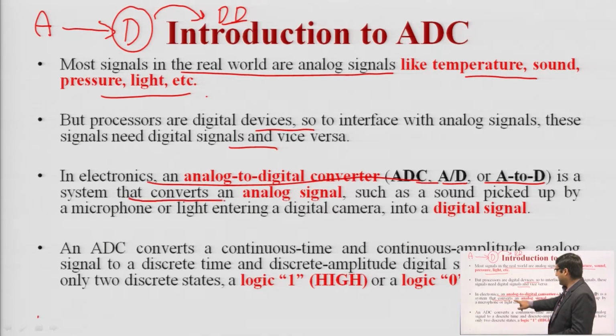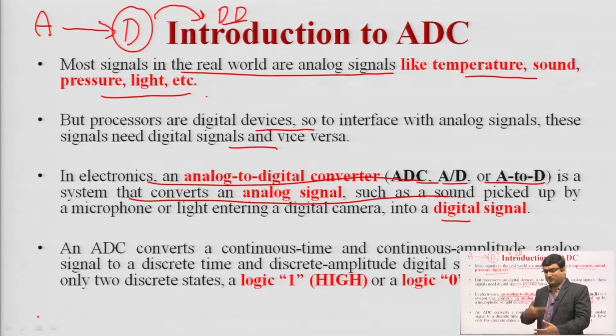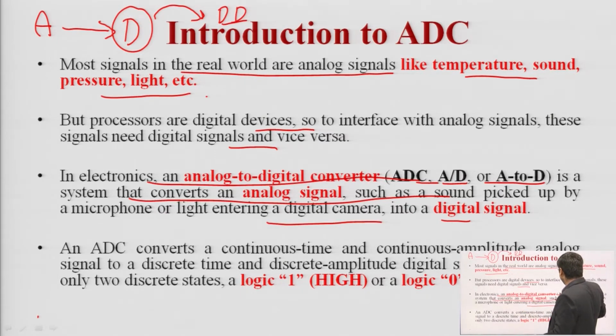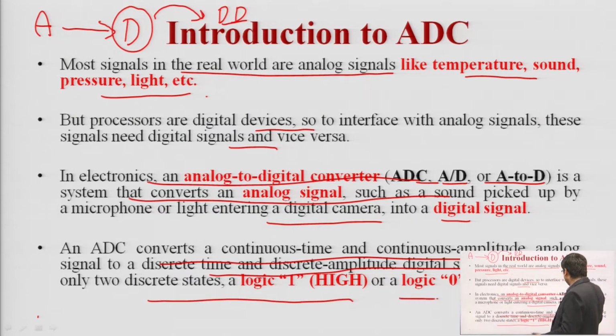It is a system that converts analog signals into digital signals, like analog signals picked up by a microphone. For example, I am giving you this lecture with a microphone connected. The microphone picks up my sound and converts it into digital signals, because that is understandable by the system. In the same way, a digital camera takes images and converts them into digital form. So ADC converts a continuous-time and continuous-amplitude signal, that is a continuously varying signal, into discrete-time and discrete-amplitude digital signals, dealing with logic 1 high and logic 0 low.